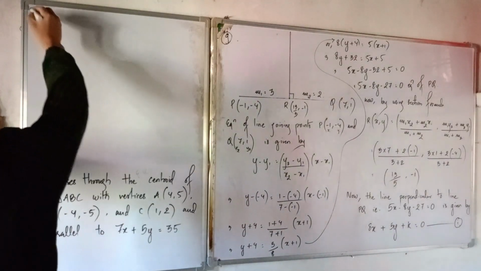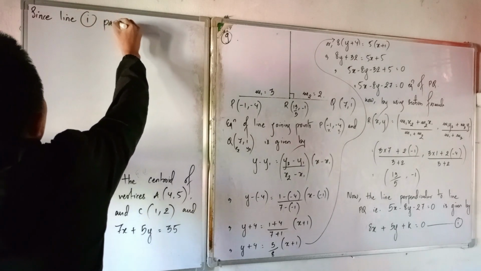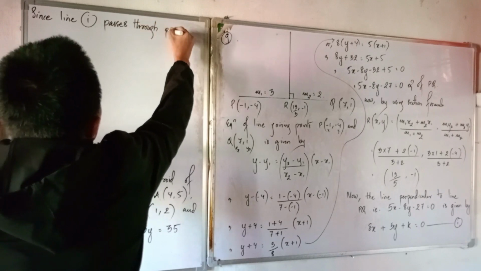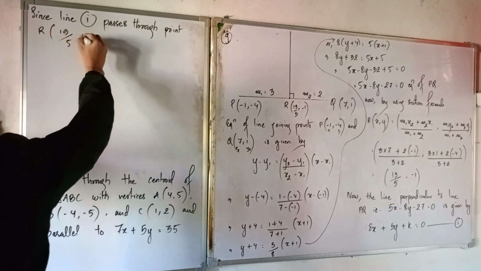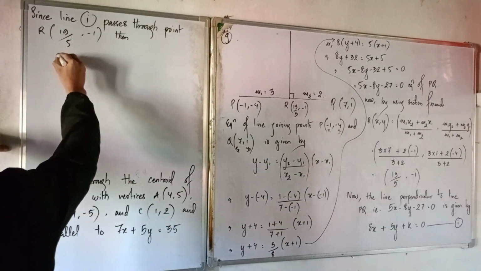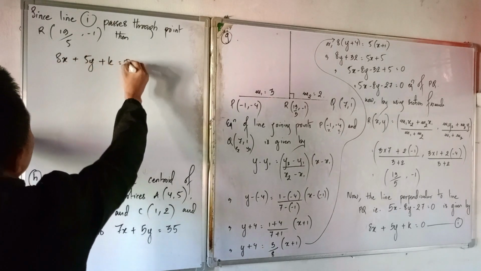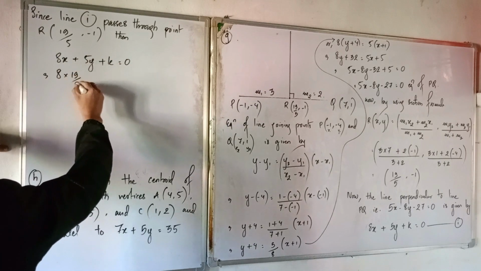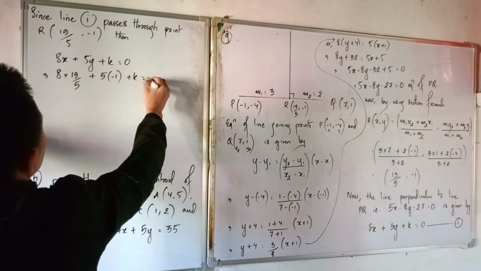Okay. Since line I passes through point R, 19 by 5, minus 1, then equation I is 8x plus 5y plus k equals to 0. Now just substitute the value of x here. X will be 19 by 5, plus y will be minus 1, plus k equals to 0.